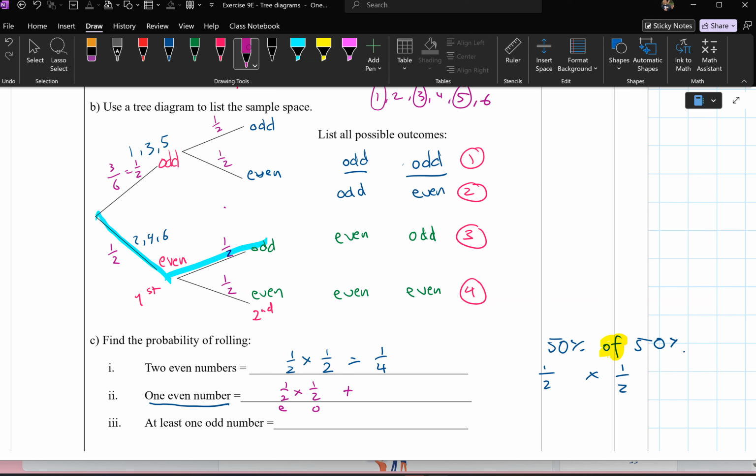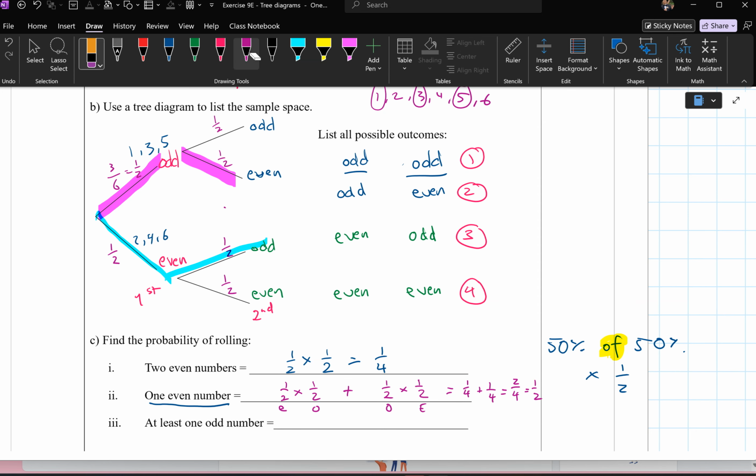Odd then even. So you could have also followed this one. You could have got odd on the first go, even on the second. So that means you got another one. You've got half times half, and that's where you get odd first and then even. See how you got 2 different branches? They can get you one even. So together, you got 1/4 plus 1/4, which gives you 2/4, which makes it a half.